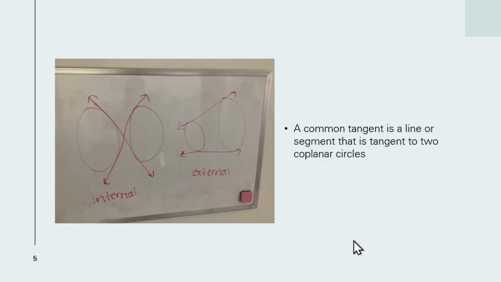A common tangent is a line or segment that is tangent to 2 coplanar circles. So this is internal. As you see, it's between the 2 circles. This is external, outside of the 2 circles, as you see.